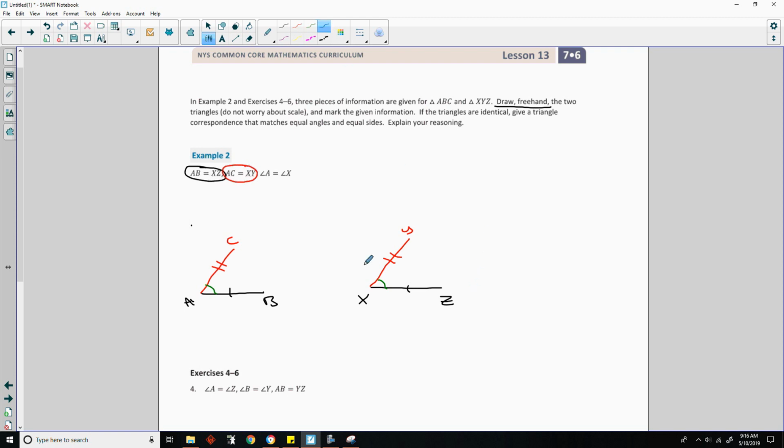Okay? So, since this side equals this side, and this side equals this side, and they have an included angle, that is SAS. So there is only one way to finish this triangle, and that is to draw CB down to, or C down to B and Y down to Z. And we will know that those 2 sides are congruent because by side angle side, these 2 triangles are congruent.